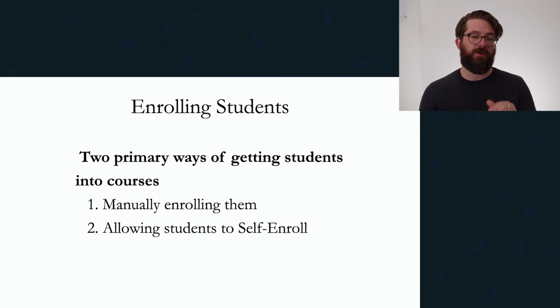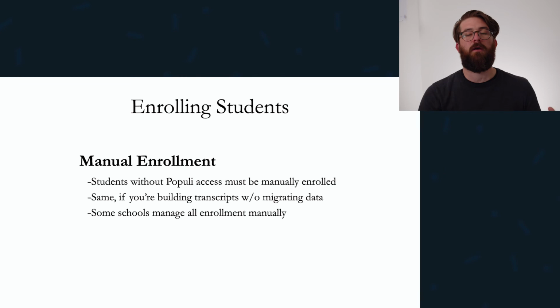When you're actually enrolling students, there are two primary ways, two categorical ways of getting students into courses: manually enrolling them or allowing students to self-enroll. Manual enrollment would occur if you have students that don't have access to Populi. They would have to be manually enrolled. This happens not as much anymore, but we've had folks whose students' grades and transcripts are all being recorded in Populi. They don't actually have access, so obviously they have to be manually enrolled in courses because they can't get into Populi.